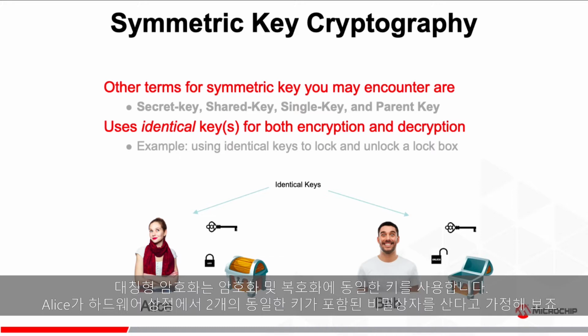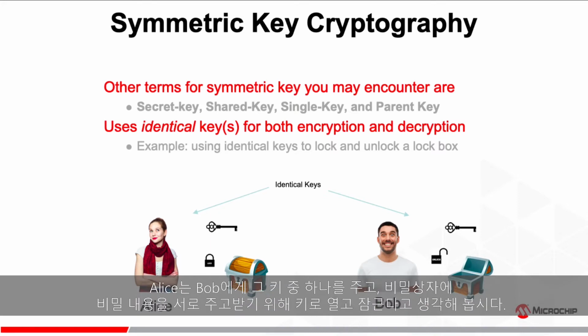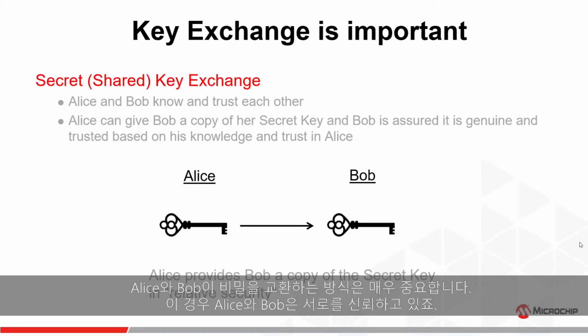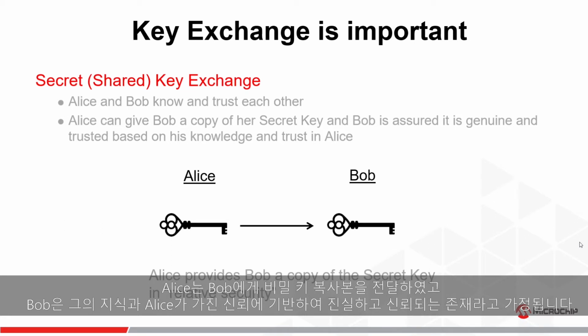Imagine Alice goes to a hardware store and buys a lockbox with two identical keys. She then gives Bob one of the keys, and now they can use that lockbox to transfer secrets back and forth to each other and not worry about a man in the middle reading their secrets. The way Alice and Bob exchange keys is very important. In this case, Alice and Bob know and trust each other. Alice can give Bob a copy of her secret key, and Bob is assured it's genuine and trusted because of his knowledge and trust in Alice.